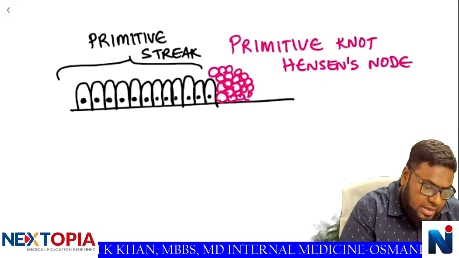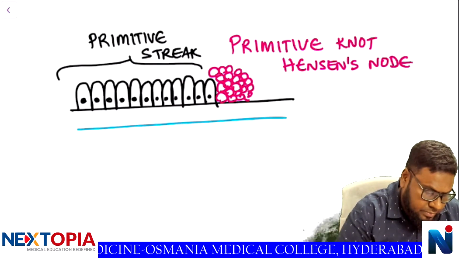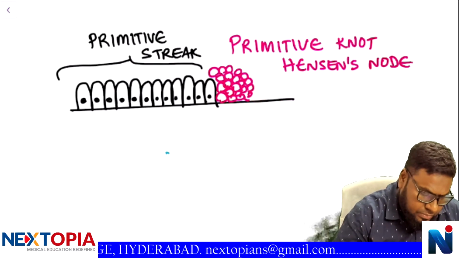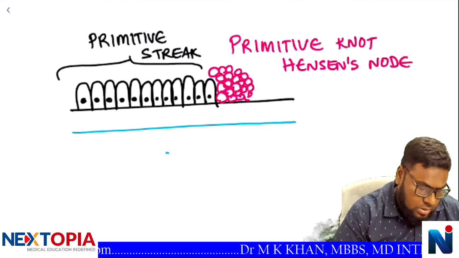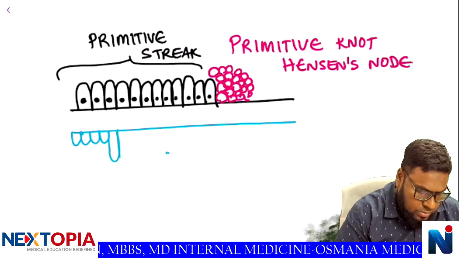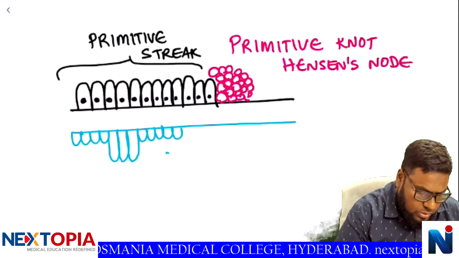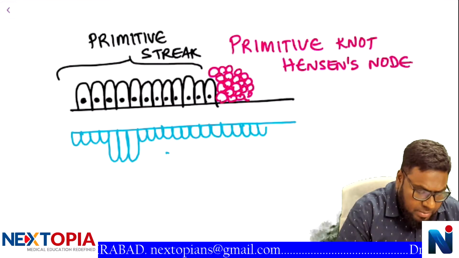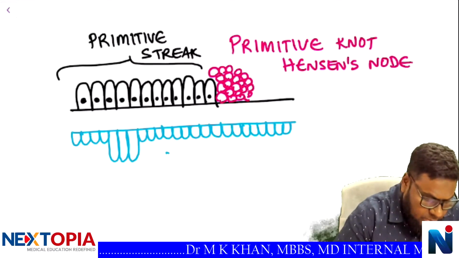Just beneath this, we have got another layer called the procaudal plate. So notochord develops in between the cranial end of the primitive streak and the caudal end of the procaudal plate. So this is the procaudal plate.